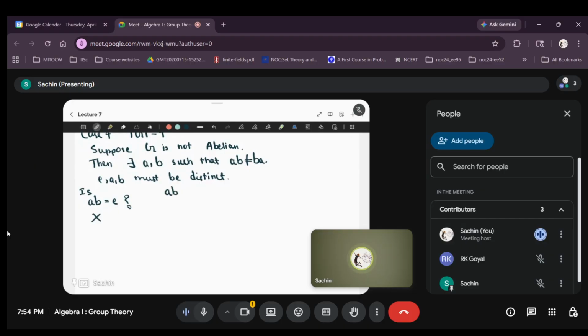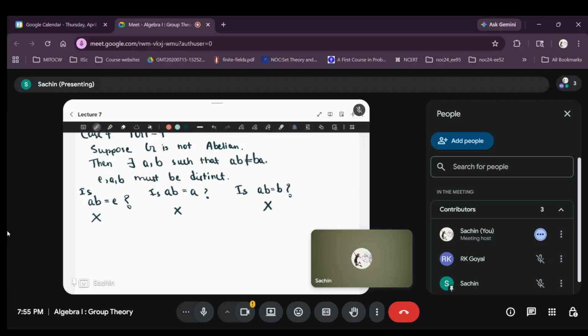Similarly, AB cannot be equal to A. If AB equals A, B will be equal to E. That is also not possible, because E, A, and B must be distinct. Similarly, is AB equal to B? That is also not possible. If AB is equal to B, that would mean that A is equal to E, which is not true. So now AB is not equal to E, A or B, but it belongs to the group.